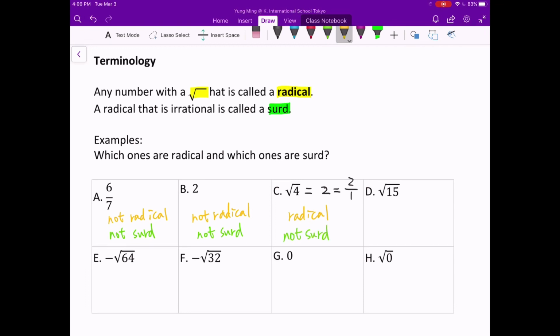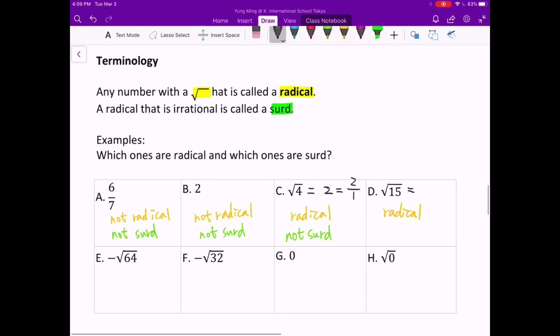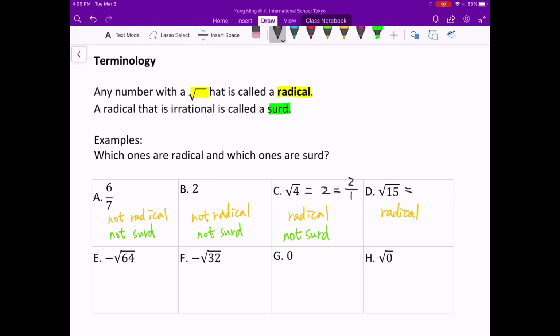Okay, keep going. This guy, do we have a hat? Yes, we have a hat. Radical. You have a hat now. Can you take out your hat? Can you eventually become a fraction? You cannot, because we know that square root 15 cannot be represented as a straightforward number. Square root 16 could. Square root 15, no. So in this case, you are a surd, because you are irrational.